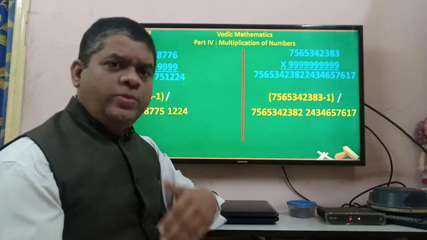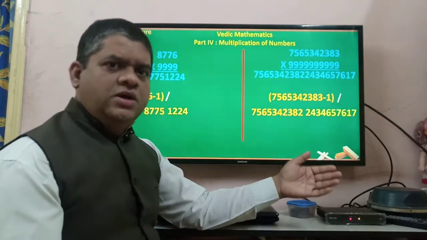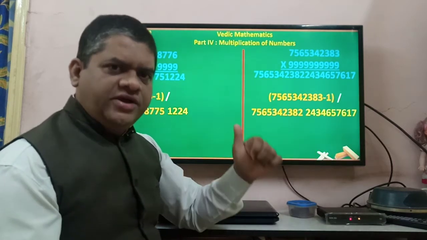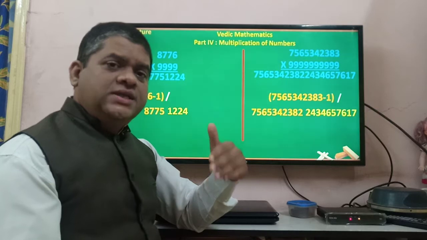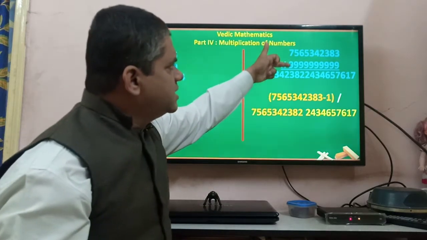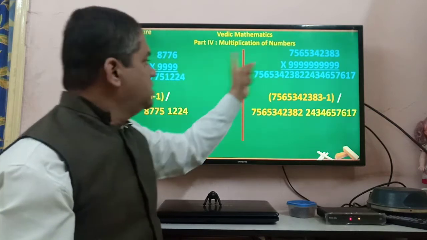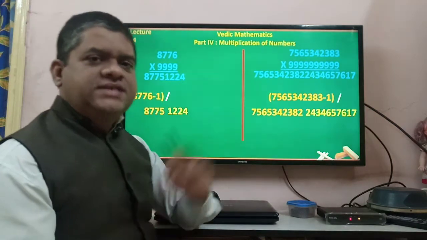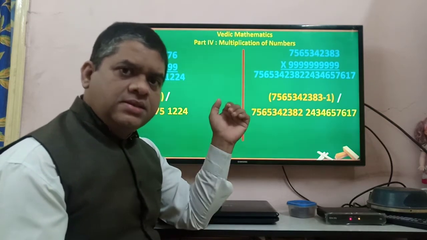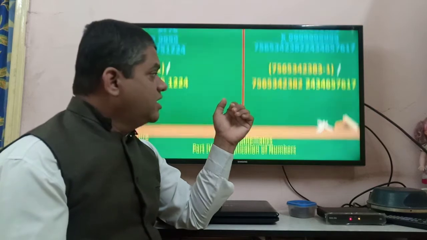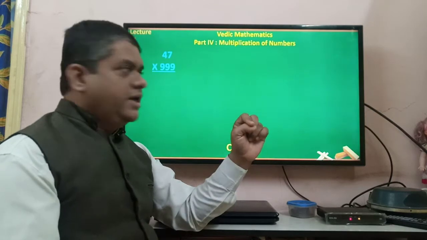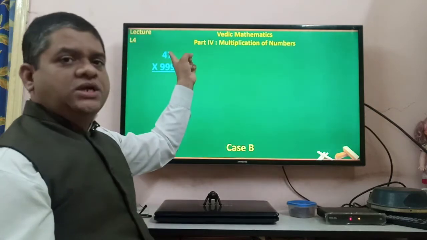So I want you to become an expert in this system so that you can also multiply the numbers very quickly. Now we'll go for case B. What we studied in this case is two numbers having the same number of digits. But every time this may not be the case. So if the numbers have fewer digits, what we are going to discuss is in case B.